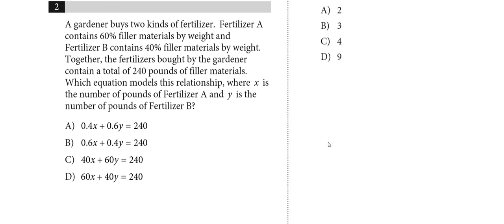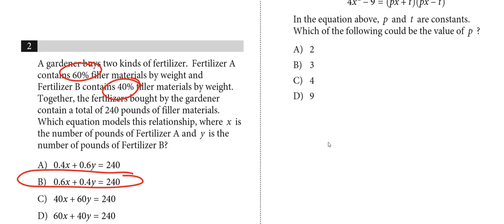So, it's got to be 0.6 times the first one. Anytime there's a percentage involved, you're going to change it to a decimal format. So, 0.6x plus 0.4y equals 240 pounds of filler material. Pretty straightforward. You've probably seen that in a lot of Algebra 2 questions.